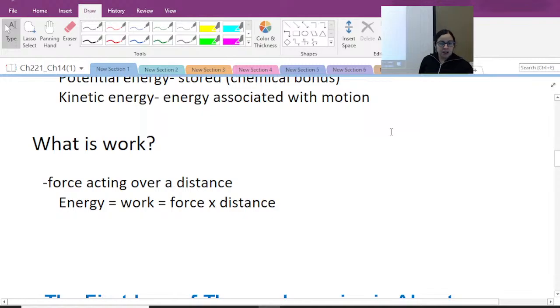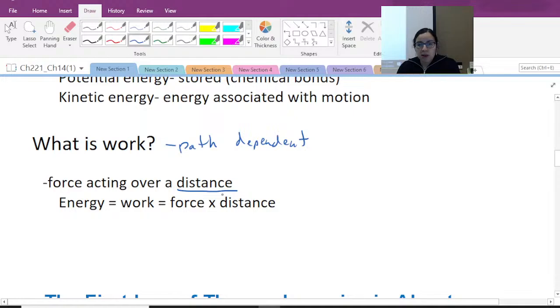And so let's define work. Work is path dependent. So we should put that, path dependent for work. And this is defined as the force acting over a distance. That's where the path dependence comes in: what distance are you actually doing the work over? Again, work is just force times distance. This is a general definition for our purposes.